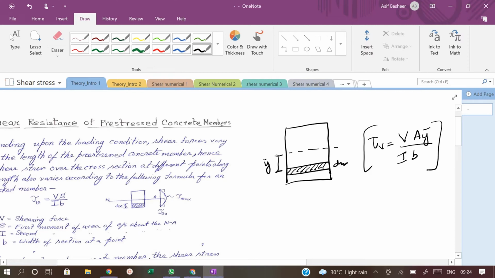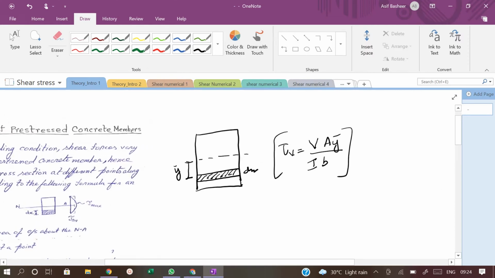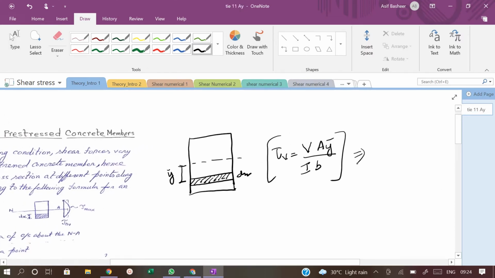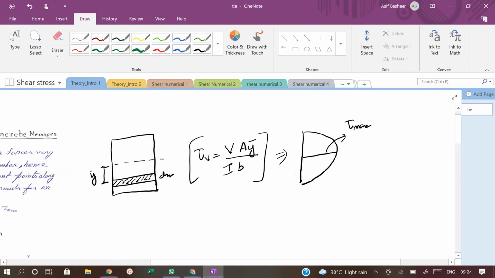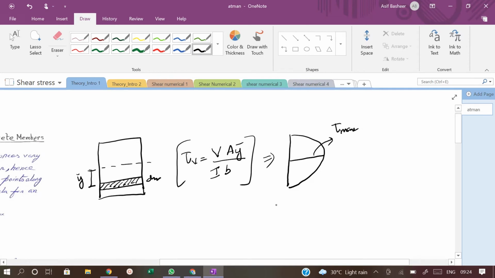If you have not studied, please go through that. That is, you will get the shear stress variation, and for a rectangular section, when you integrate this value, you will get the shear stress variation in this way. Your maximum shear stress, or the tau max, will be at the midsection. That is, at your neutral axis you will have the maximum shear stress value. This is the shear stress distribution.